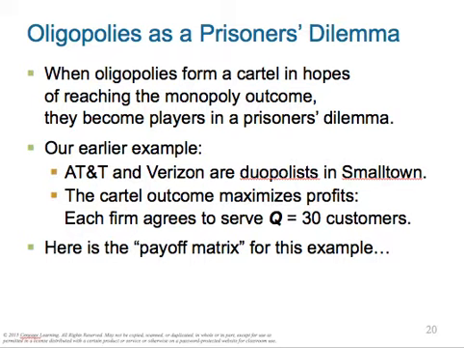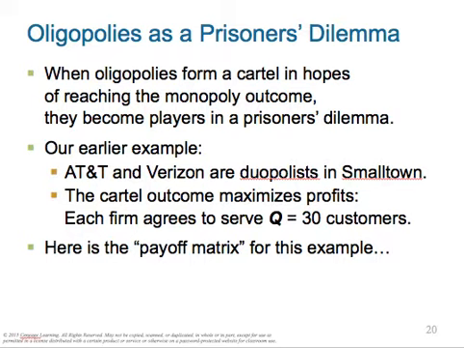They become players in a prisoner's dilemma, say Verizon versus AT&T, our early example, the duopoly in Smalltown. The cartel outcome maximizes profits, so each firm agrees to serve a quantity of 30 customers. So each one's going to serve 30. They split what monopoly output would be, and that's 60. And here's the payoff matrix in that example.